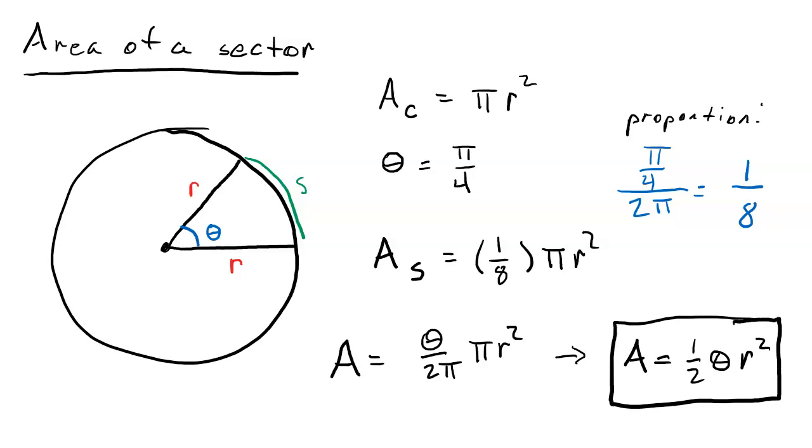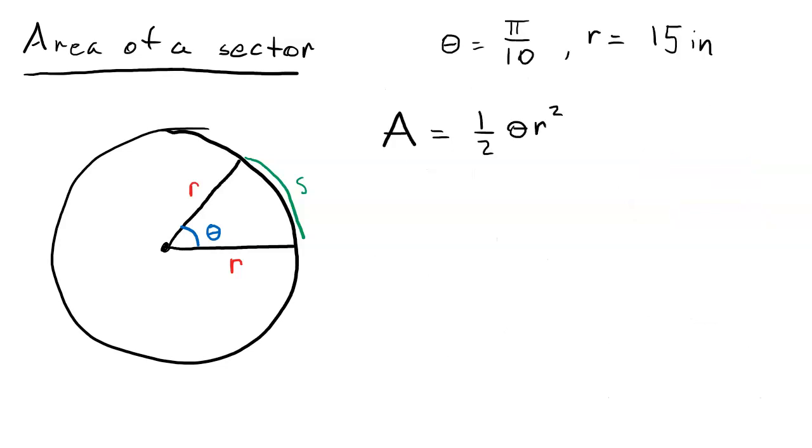Now I do want to note that we only did this for radians. So this formula right here is only going to work for radians. But let's look at one more example with a new angle and a new radius and see if we can find a number for the area of a sector.